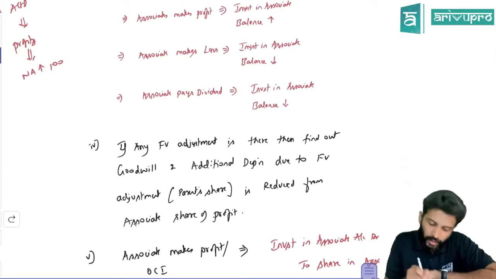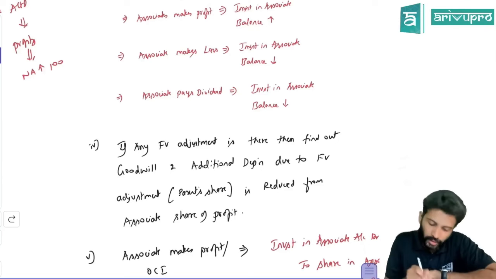So additional depreciation will be considered, but fair value will not be considered because we are not showing it. Additional depreciation basically affects associate's profits. That's the reason we consider it. Fair value adjustment affects associate's assets and liabilities. We are not showing those. That's the reason we ignore this. Okay, but goodwill here is only for the sake of disclosure purpose. It is not for the sake of accounting purpose.